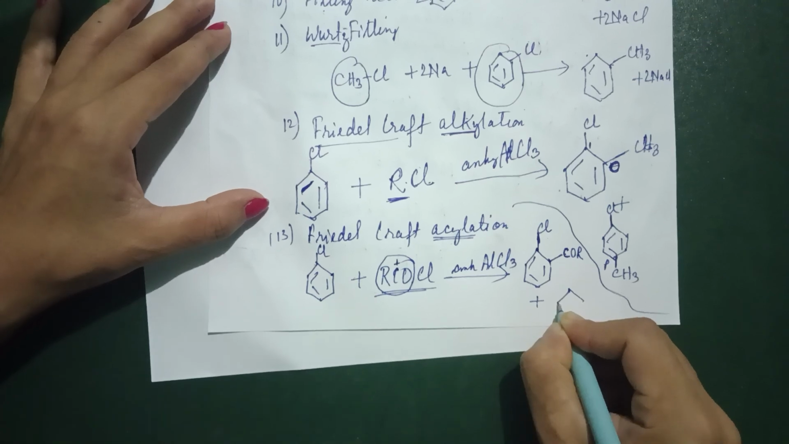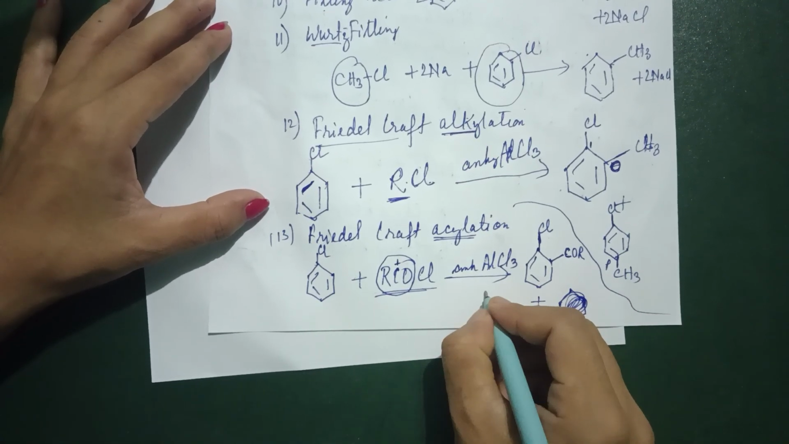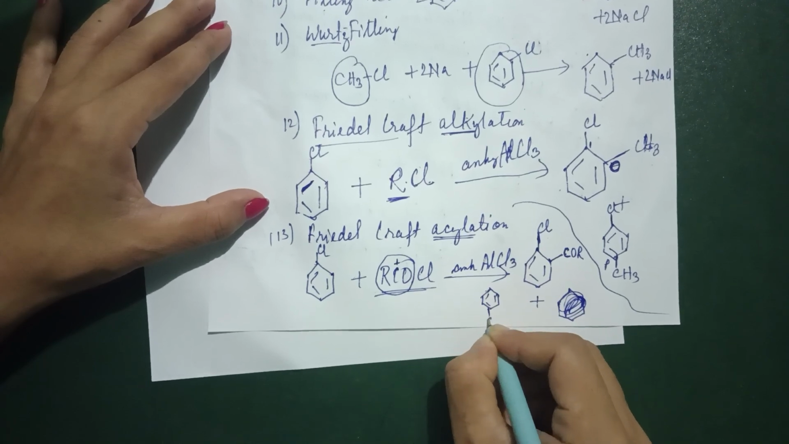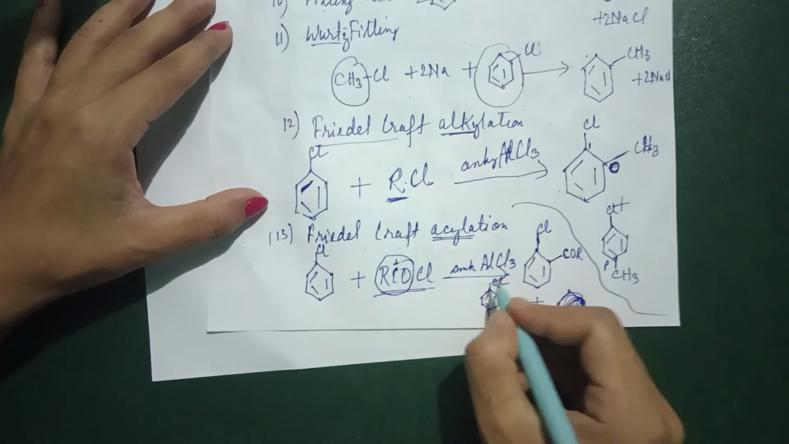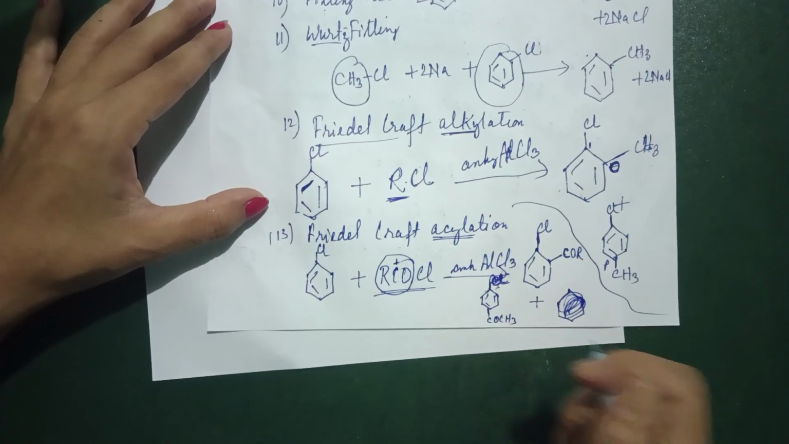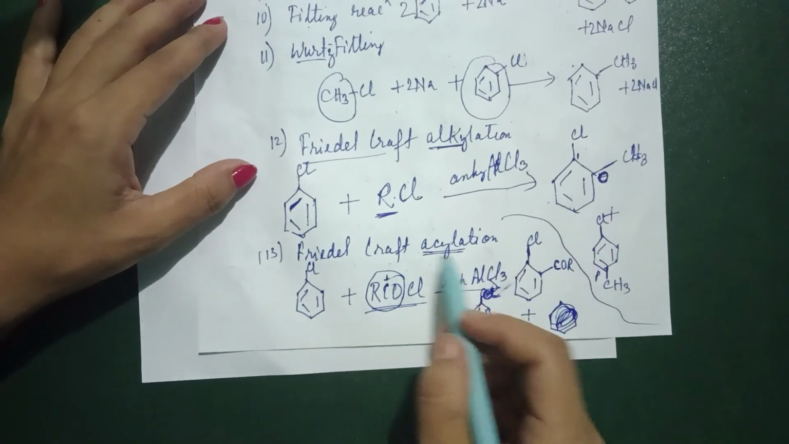Another product is what? It's not possible to write here, so I'll write it here: COCH3 with Cl. We should write very clearly, the bonding should be very clear. I have no space. So this is your Friedel-Crafts acylation.